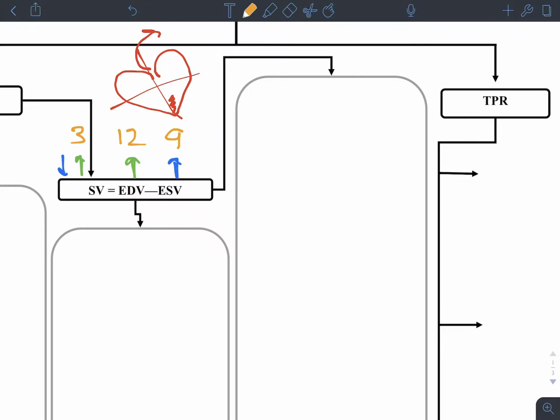Okay, so stroke volume increases. Or I could decrease end systolic volume from 9 to, let's say, 6. Well, let me increase that. Let me go from 9 to 11.